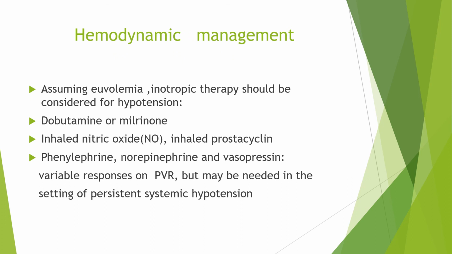Hemodynamic measurements. Avoid hypovolemia. Inotrope therapy should be considered if hypotension persists though the patient is euvolemic. You can use dobutamine or milrinone, inhaled nitric oxide, inhaled prostacyclin, phenylephrine, norepinephrine, or vasopressin. They have variable response in these patients, but may be needed in the setting of persistent systemic hypotension.